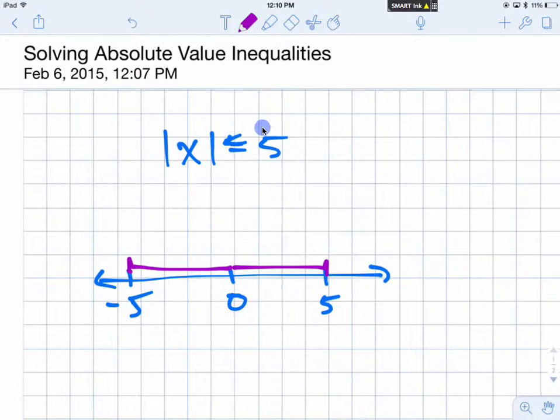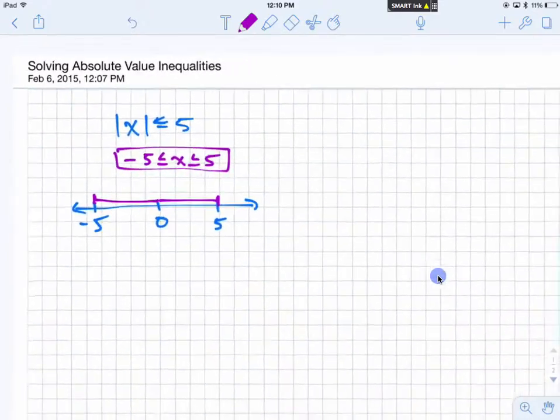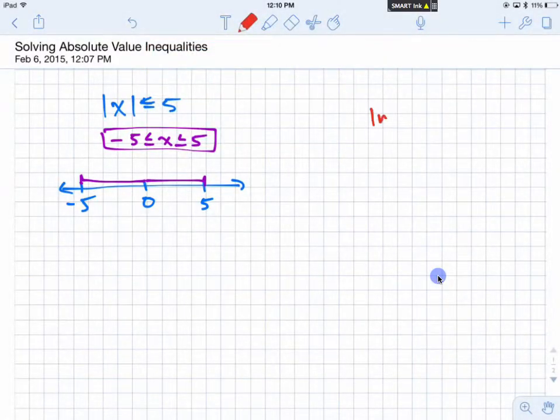And so this absolute value inequality has a solution set: negative 5 is less than or equal to x is less than or equal to 5. So a totally different kind of result now that we're dealing with an absolute value inequality. Let's try another one real quick. What about solving the absolute value of n is less than or equal to 8?